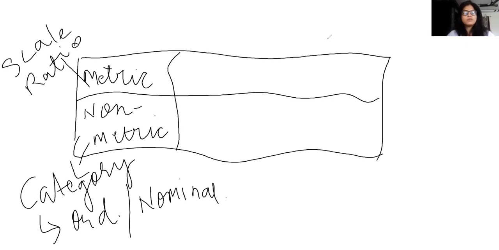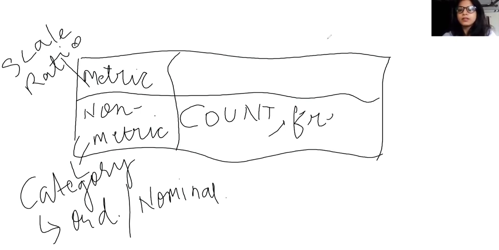If your objective is univariate, one variable, and the level of measurement is categorical, then what you will use is count. What else with the count? Frequencies. This is clear. With non-metric, you will be using count and frequencies.